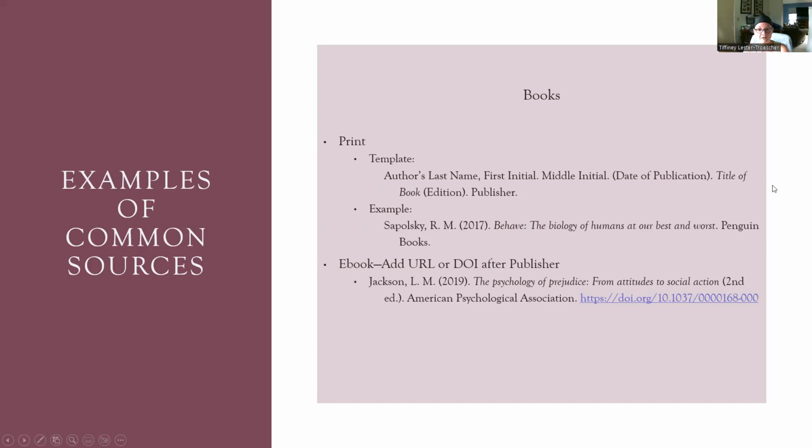Put my period in. Then I know the title of the book has to go in italics. Okay, Behave, The Biology of Humans at Our Best and Worst. Oh, I'm not using a specific edition. This is the first edition, the only edition, so I don't have to worry about putting that in my entry. But I know that a period comes after the book title and the edition, so there's my period. And then in regular font again, I put the publisher, so Penguin Books, and then I end it with a period. There's my period.